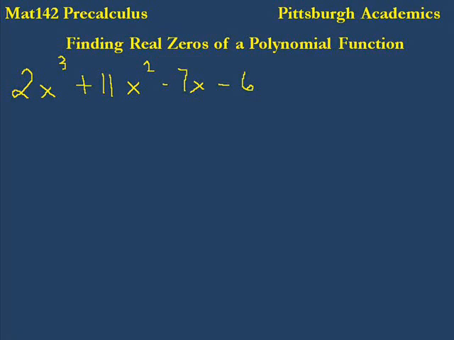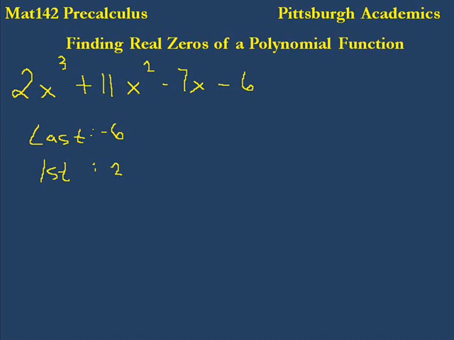Here we're trying to find the real zeros of a polynomial function. Here you have a polynomial of degree 3, and you want to find at least one of the zeros of this polynomial function. You start off by taking the last number, -6, and the first number, which is +2. What you're going to do is find all the factors of -6 and of 2.